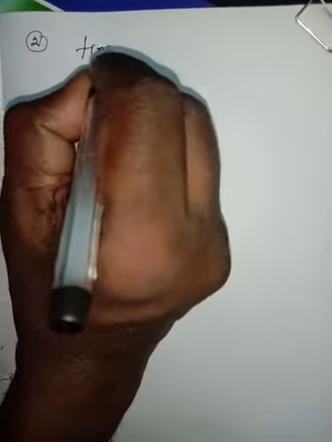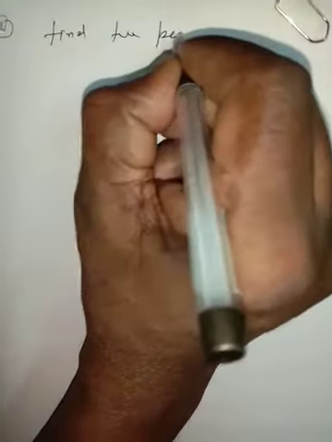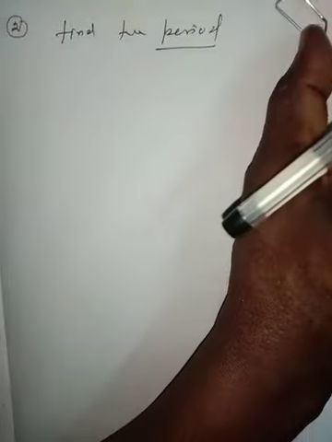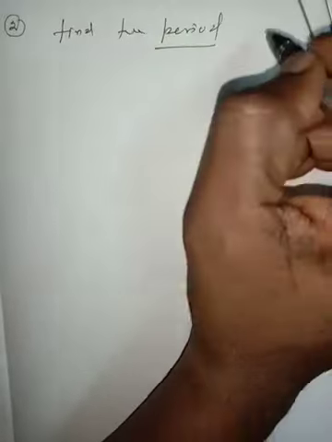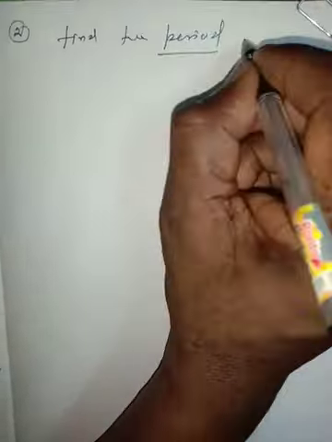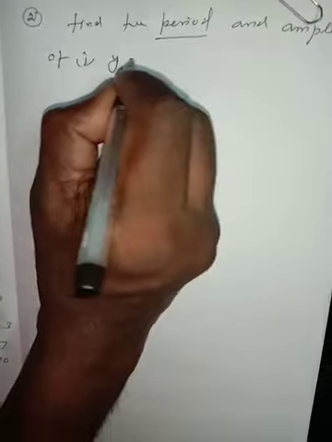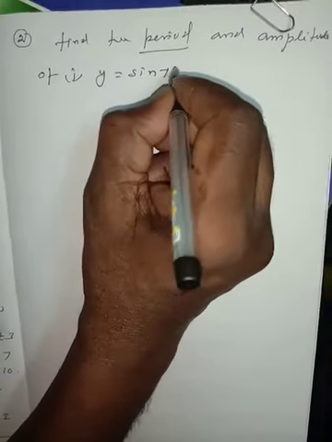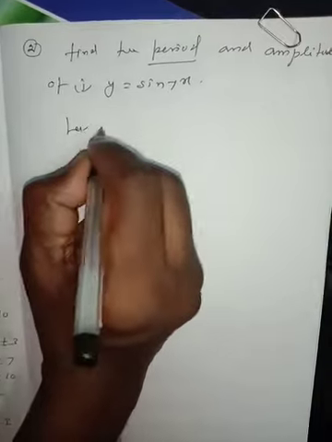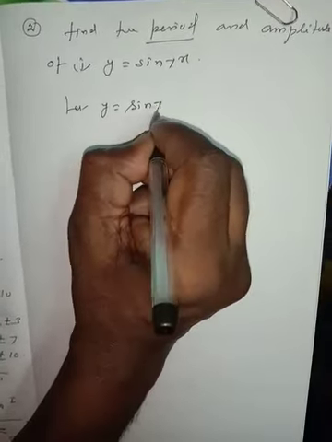Question number 2. Find the period and the amplitude of number 1: y is equal to sin 7x. Let y is equal to sin 7x.